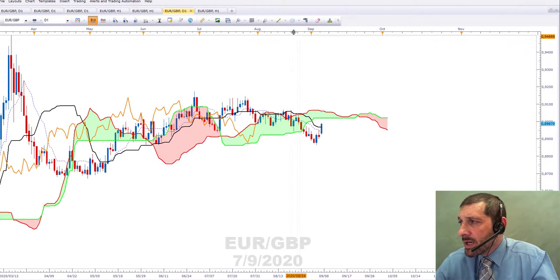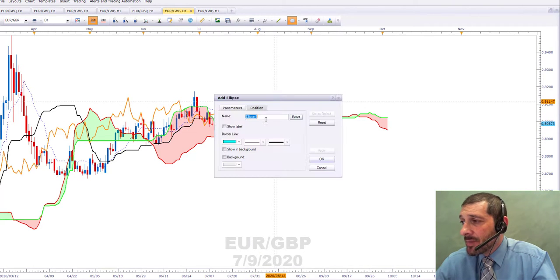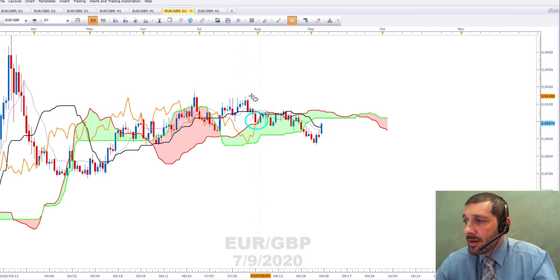And I want to draw your attention to the orange lagging line. And you can see that the lagging line is looking to try and move above the cloud. And importantly, is looking to move above the price action. Okay, so we're waiting to see if that does indeed materialize.